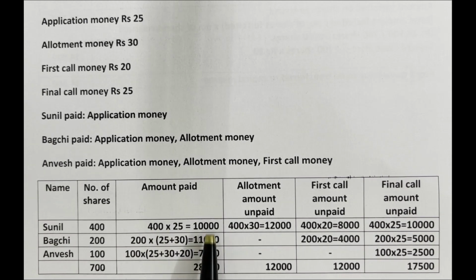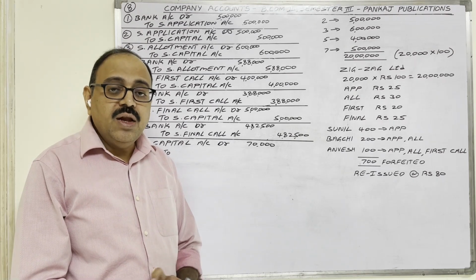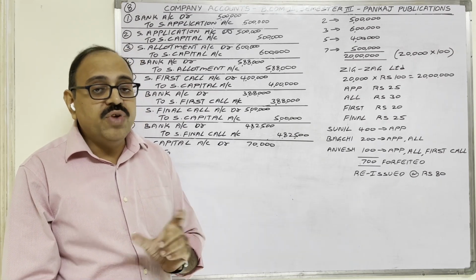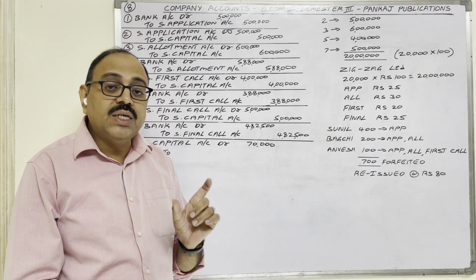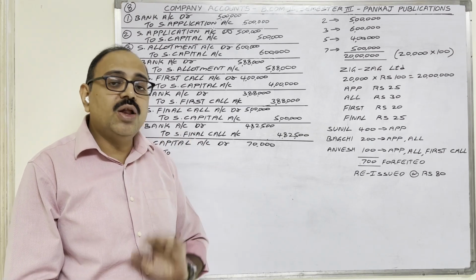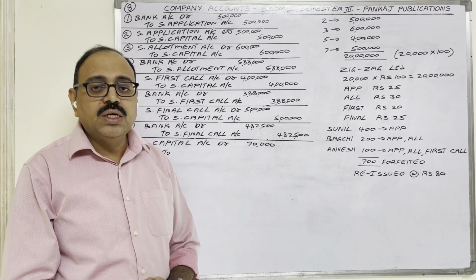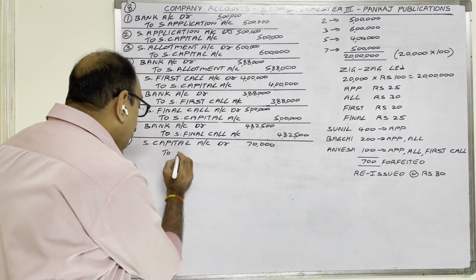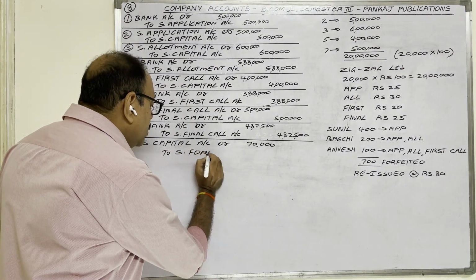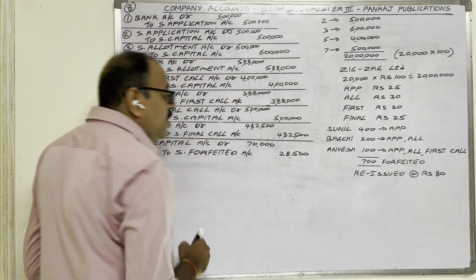Take a screenshot of this table. Amount paid by them: so total amount received on these 700 forfeited shares is 28,500. This 28,500 is a capital gain to the company. This capital gain we have to show in the name of share forfeited account. So share forfeited account is a nominal account, because expenses, losses, gains, incomes come under nominal account. Nominal account rule: debit all expenses and losses, credit all incomes and gains. Therefore, share forfeited account we have to credit. To share forfeited account. On forfeited shares, we received 28,500. That amount you have to write.